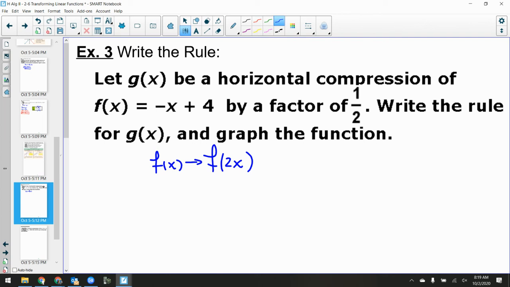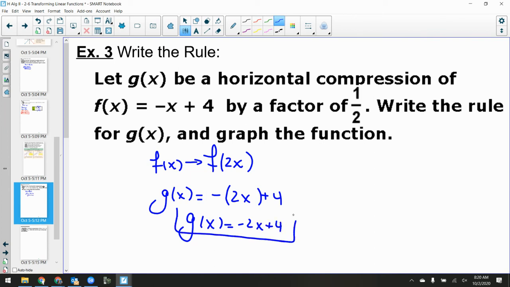Okay, so what does that mean in terms of this function? Now g of x is going to be equal to, I'm going to input 2x where x was, negative (2x). I know I don't need parentheses right there, that's overkill a little bit, but I'm just showing you, you're plugging in 2x. So g of x, the final, is going to be negative 2x plus 4. It does not change the y-intercept. Anything horizontal does not change the y-intercept.